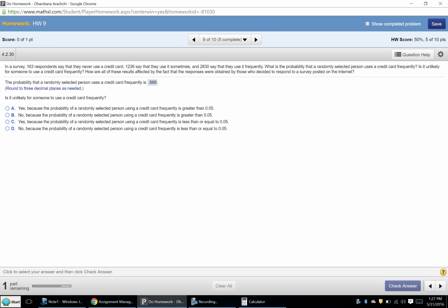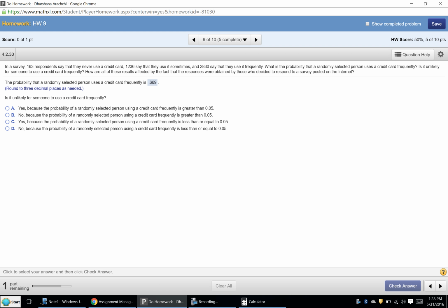Is it unlikely for someone to use a credit card frequently? Unlikely means, in other words, we just want to find out whether this is a rare event. Would you come across somebody using a credit card frequently? Is it a rare event to come across somebody who uses a credit card frequently? That's what you want to find out. So what do you think?